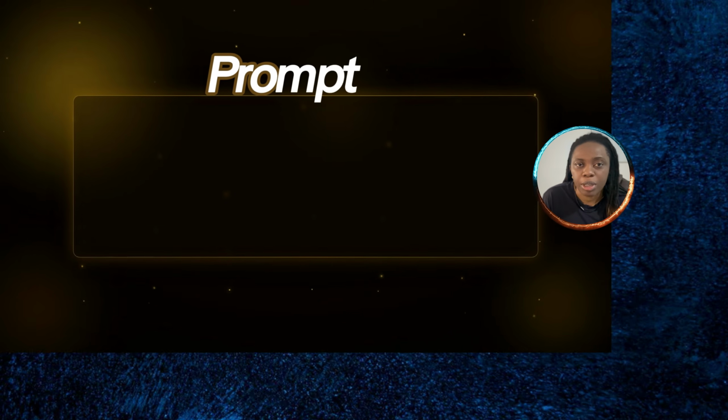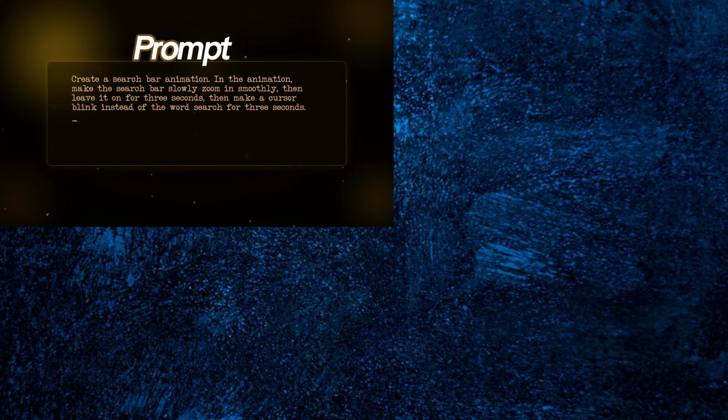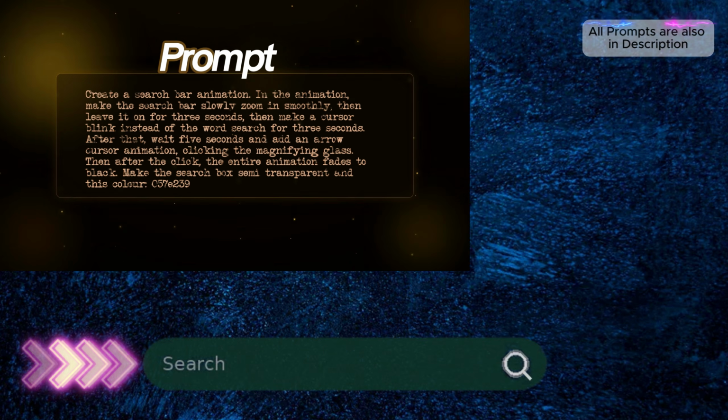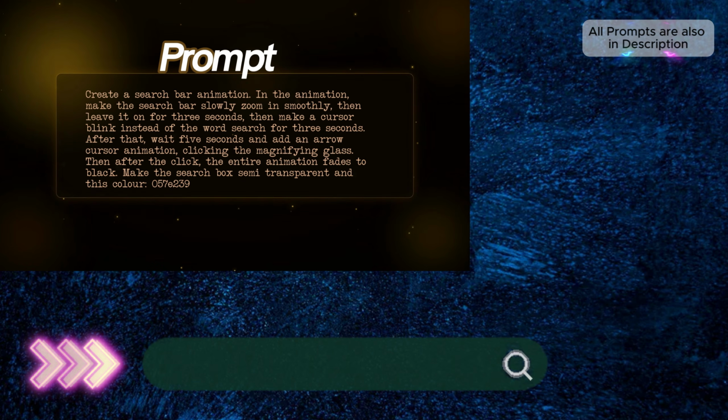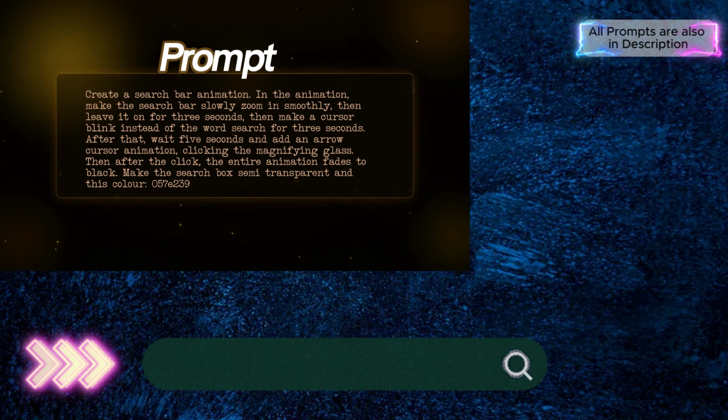Search bar animation. Create a search bar animation. In the animation, make the search bar slowly zoom in smoothly, then leave it on for 3 seconds. Then make a cursor blink instead of the word search for 3 seconds. After that, wait 5 seconds and add an arrow cursor animation, clicking the magnifying glass. Then after the click, the entire animation fades to black. Make the search box semi-transparent in this color 057E239.